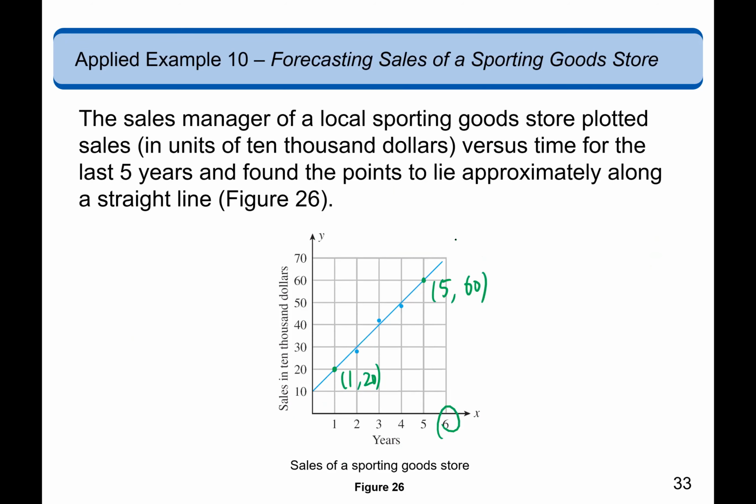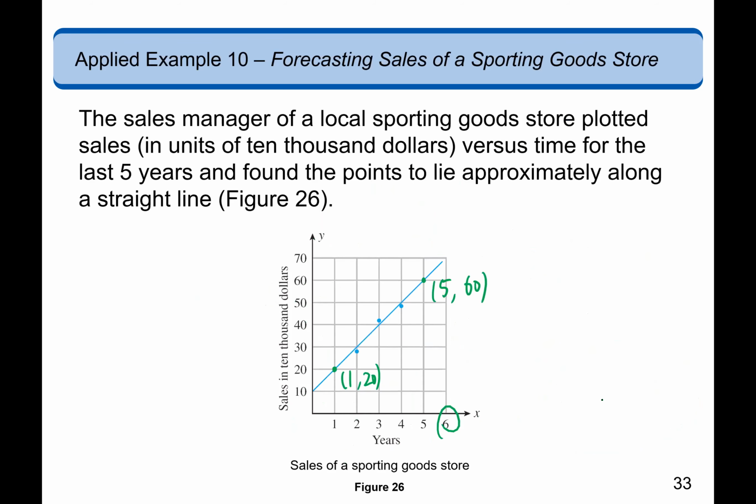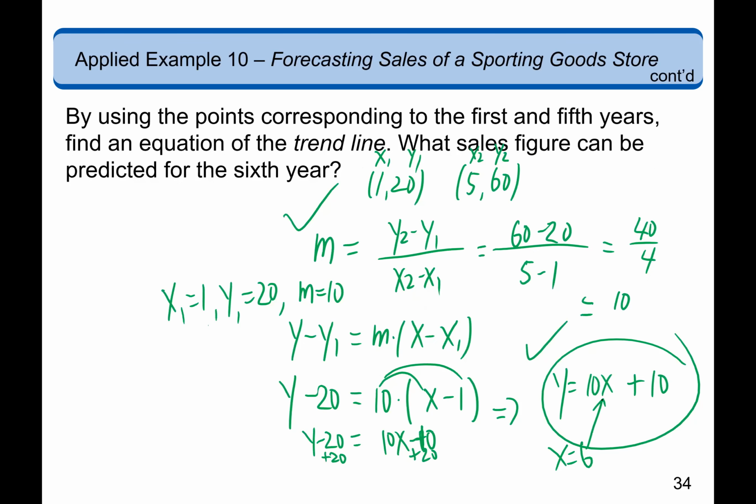That's good. Also, you can plug in x equal to 6 here, right? 6 times 10 is 60, 60 plus 10, that's 70. That's why it's 70,000. Yes, that's exactly right. So a couple ways of looking at it from the graph perspective, also from the equation, right? Since we have the equation, we can utilize that together to make the prediction.